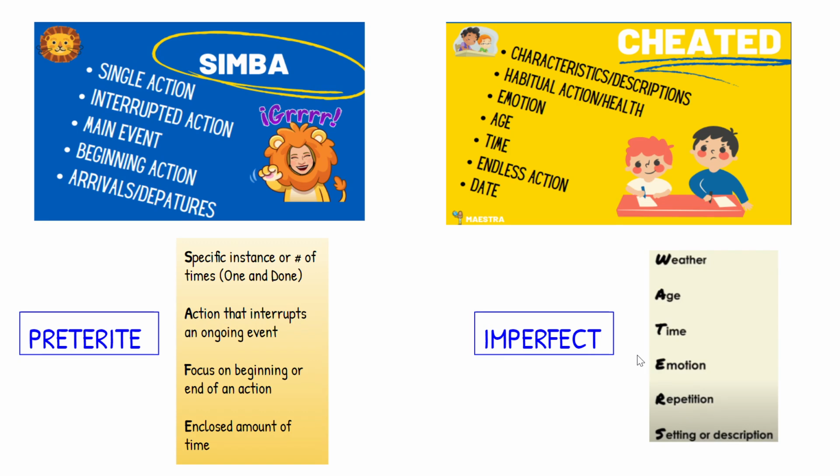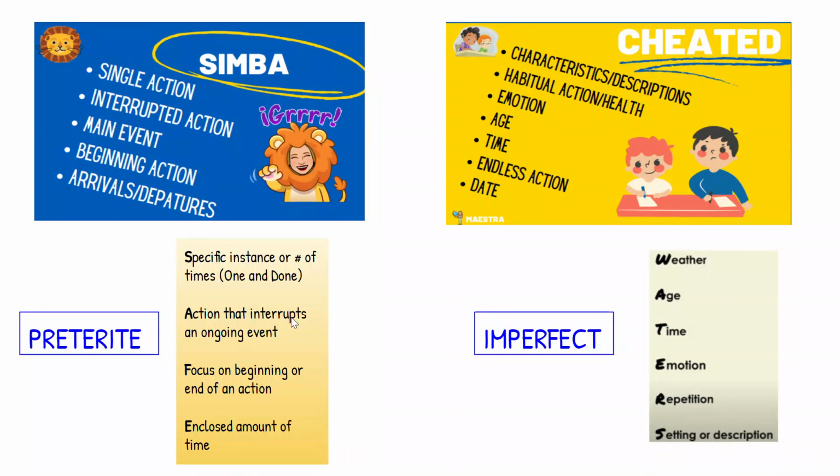And here's your third way to think about it. So Simba cheated. Simba is going to be our acronym for remembering preterite actions: a single action, interrupted action. The preterite would be the interrupted action, the main event on the stage, what is actually happening, the beginning or end of an event, an arrival or a departure. Okay? And over on the right side, cheated is going to be the acronym for imperfect. Characteristics, descriptions, habitual action or health, emotion, age, time, an endless action, and a date.